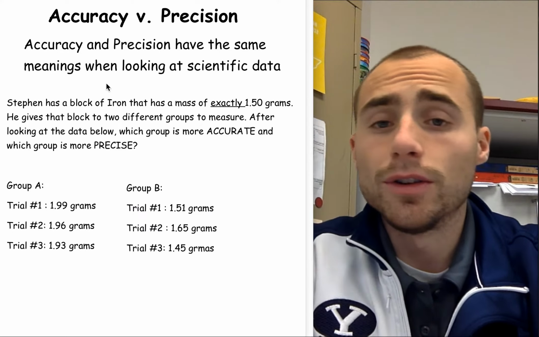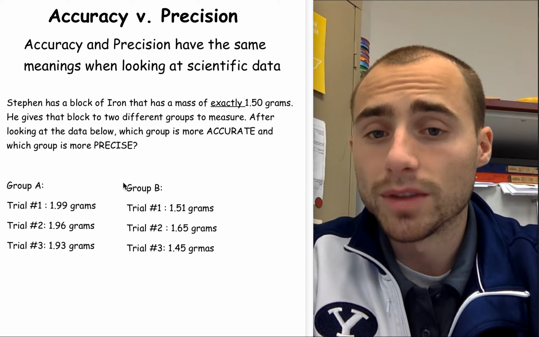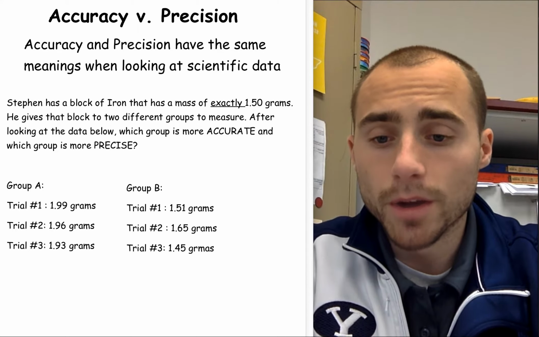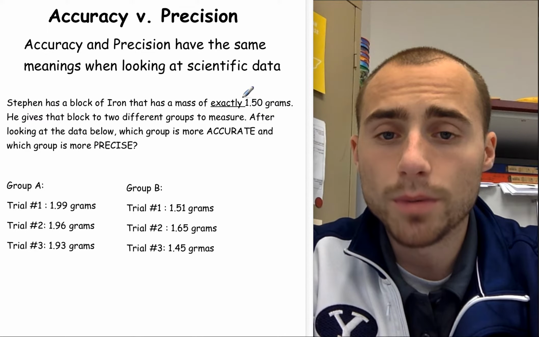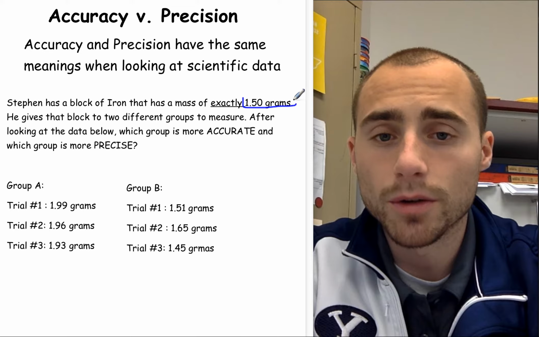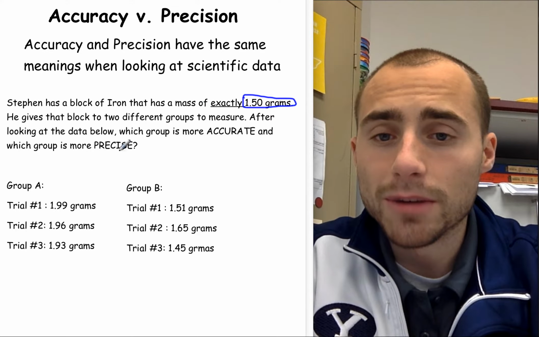Accuracy and precision are also used when looking at data, which we're going to do a lot in chemistry, so we have to know how to use it with data. Let's read through our practice problem here. Stephen has a block of iron that has a mass of exactly 1.5 grams. We're going to want to remember that. He gives that block to 2 groups to measure.